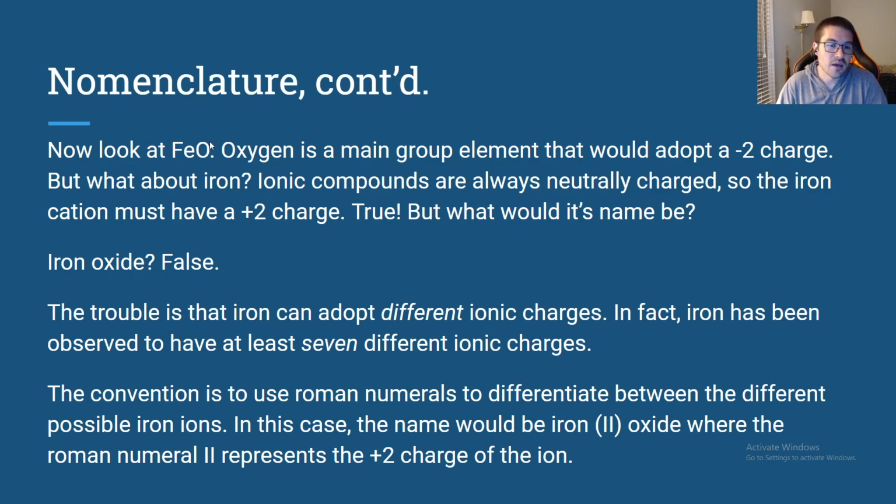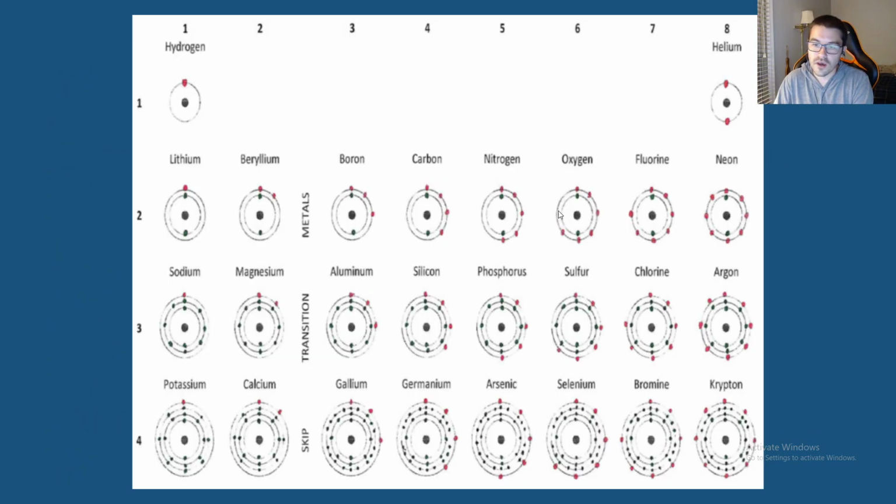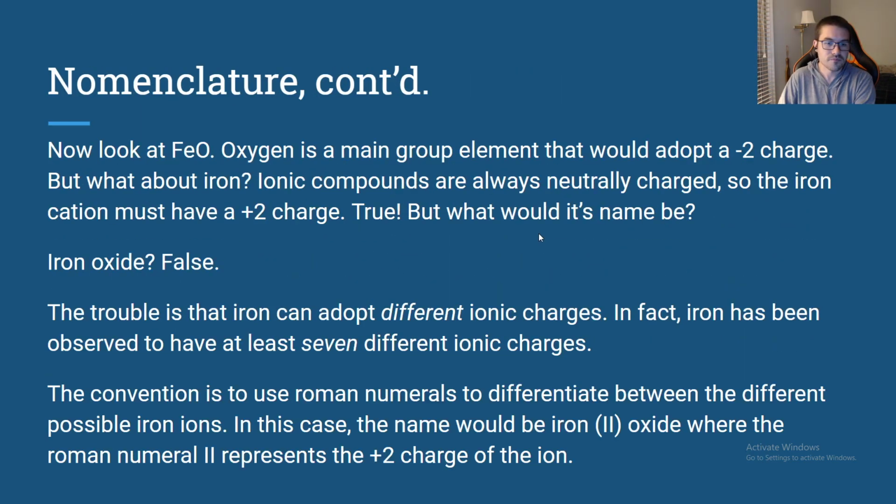FeO. Okay, let's talk about oxygen first. All right, oxygen is a main group element. All right, it is located here. It's got 2 spots for electrons, okay? So usually oxygen is going to adopt a negative 2 charge. It's going to gain 2 electrons. But what about iron? Okay, so we have a negative 2 charge here.